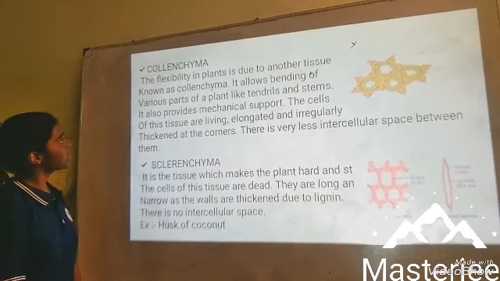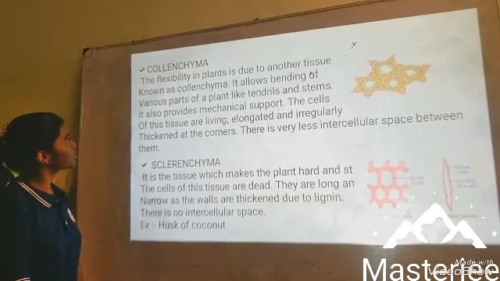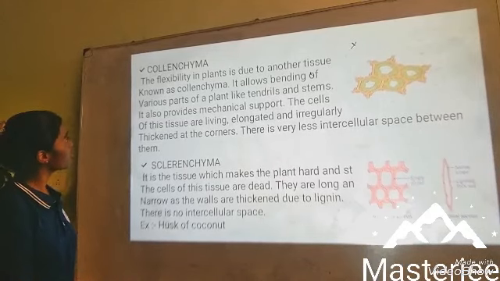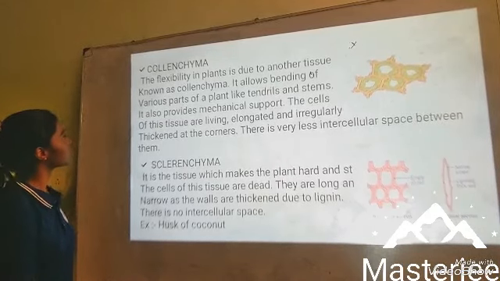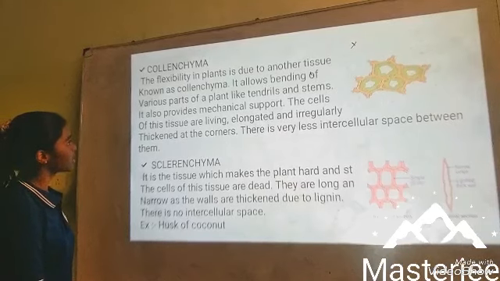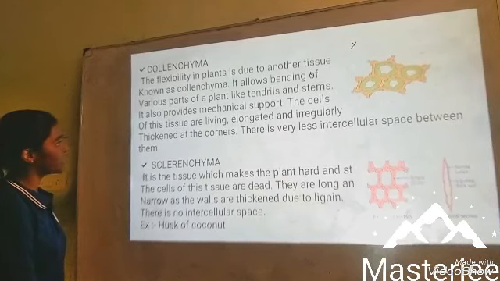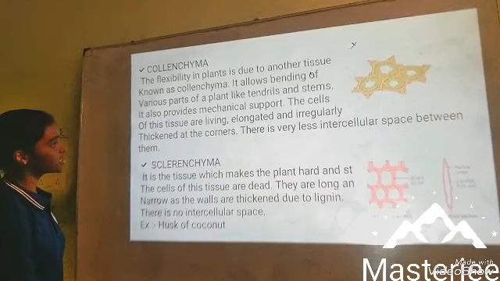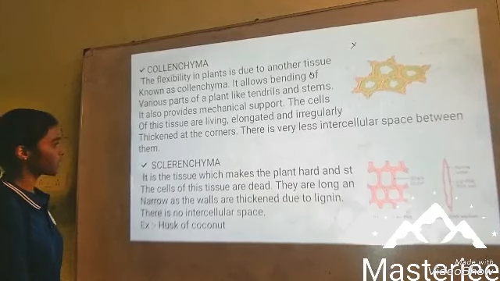Collenchyma. The flexibility in a plant is due to another tissue known as collenchyma. It allows bending of various parts of a plant like tendrils and stems. It also provides mechanical support. The cells of this tissue are living, elongated and irregularly thickened at the corners. There is very little intercellular space between them.